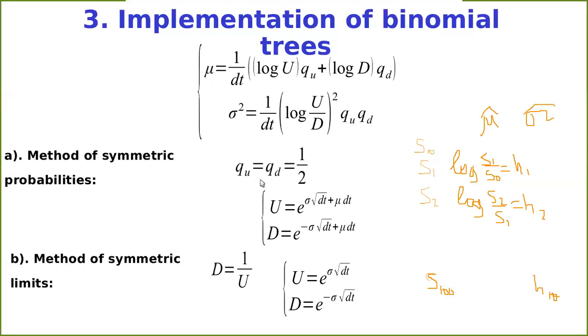If we make the assumption that qU equals qD and equals 1 divided by 2, we can easily solve this system, and the solution will be the next. Or we can apply the assumption that d equals 1 divided by u, symmetric limits. So u and d will be as follows.